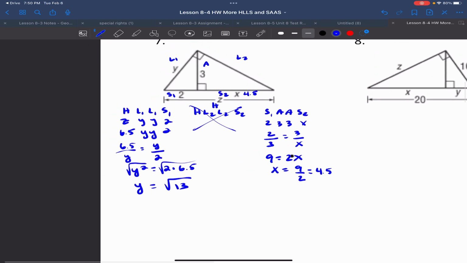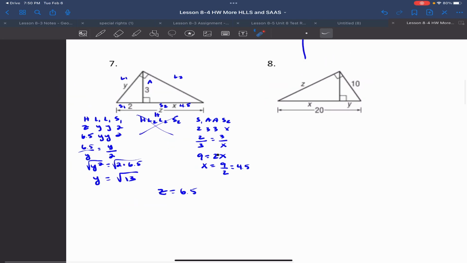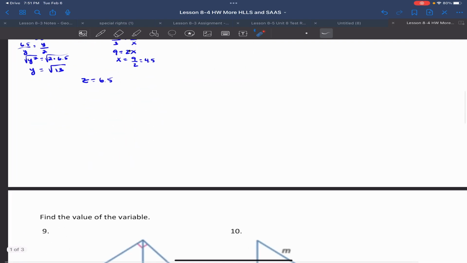Okay, so I have x, y, and then I need to specify that z is 6.5 because, again, z is this whole thing. That's 4.5 plus 2. That's 6.5. Okay, so hopefully this video will help you with number 7.